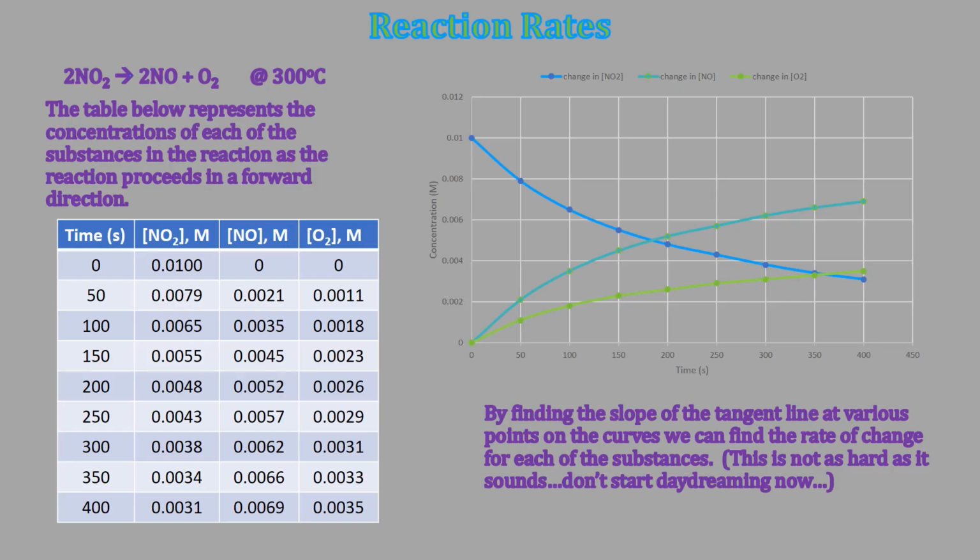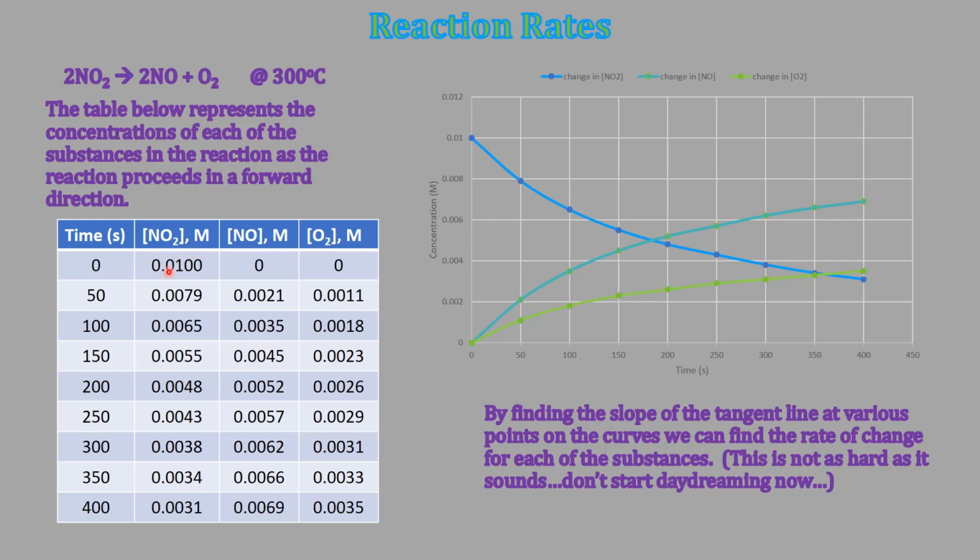Right here, we're given a table, and we started off with nitrogen dioxide. That's not nitrite, that's nitrogen dioxide. There's no charge on it. This reaction is producing nitrogen monoxide and oxygen gas, and it's happening at 300 degrees Celsius. That's not important for the calculations. It's given to you to show you that the temperature is not changing.